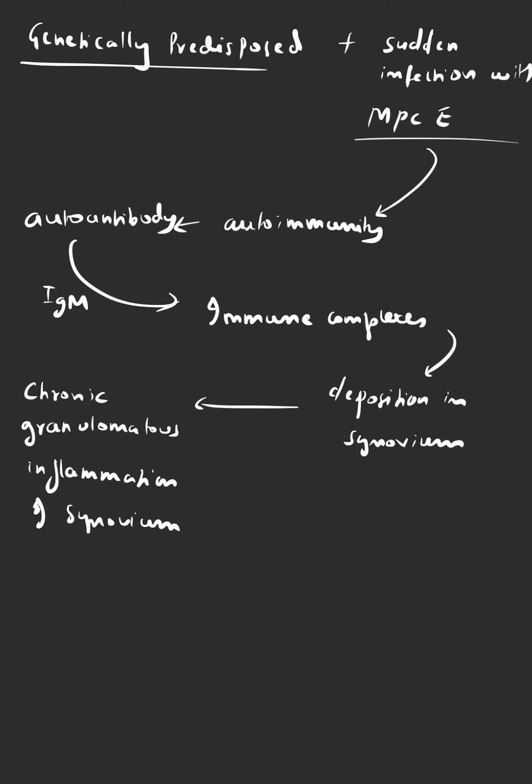And coming to the pathogenesis, I've told you about genetic predisposition, that is HLA-DR1 and HLA-DR4, right? Plus MPCE together. If these two things occur in the same patient, this person might be genetically predisposed earlier, but now might be infected with any one of MPCE. So this will aggravate the disease formation by causing autoimmunity. Whenever autoimmunity is triggered, autoantibody production is seen, and these autoantibodies, for example IgM, will form immune complexes, and these immune complexes will get deposited into the synovium, causing chronic granulomatous inflammation of the synovium.